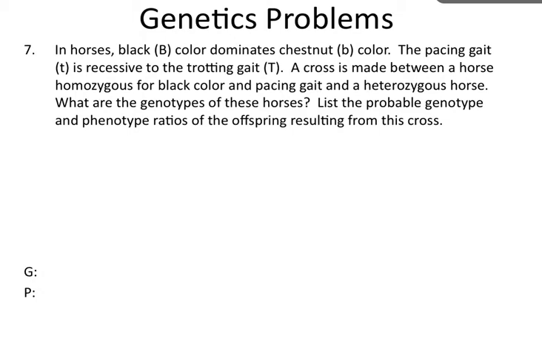Let's start by looking at the homozygous parent for both black and pacing gait. If the parent is homozygous for black and black is dominant, then the genotype will be big B, big B for black. Pacing gait is a recessive trait, and since this individual is homozygous, then it will be little t, little t. So black and pacing. The second parent is heterozygous, so we're assuming that it's heterozygous for both black and for trotting.